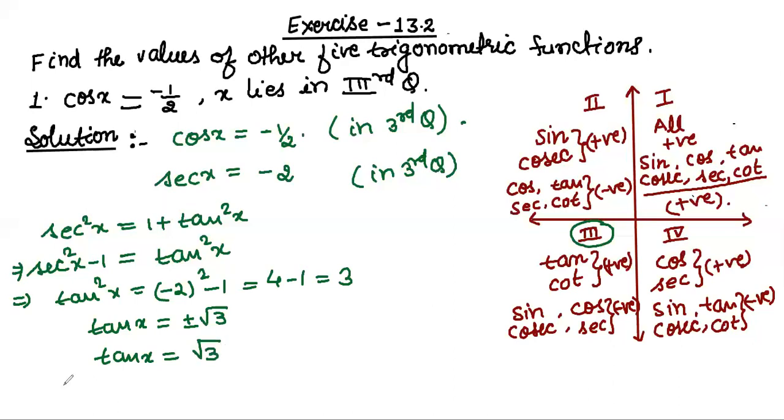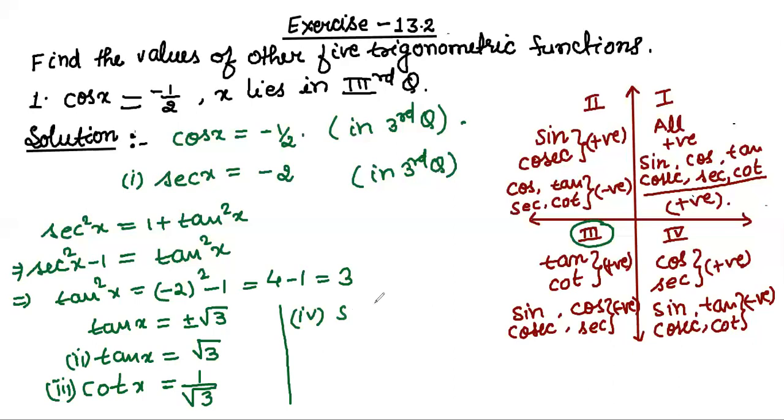Now we can find cot x. So cot x equals 1 by root 3. So we have sec x, then tan x, then cot x. Then we can find sin x.